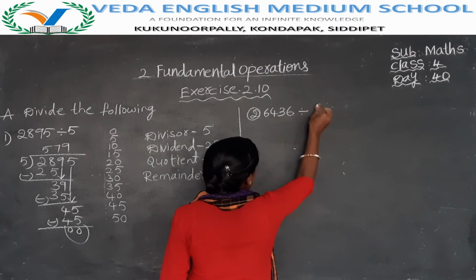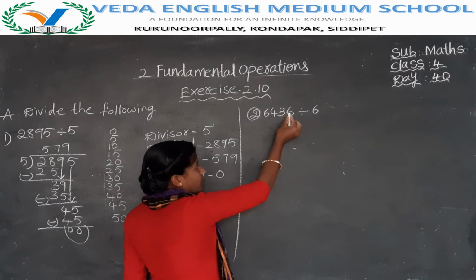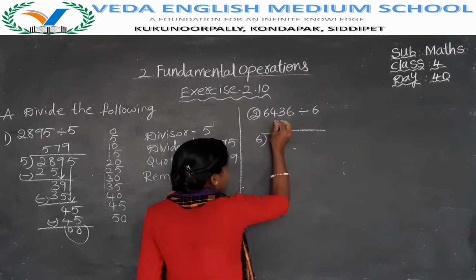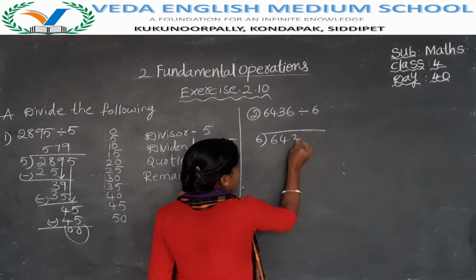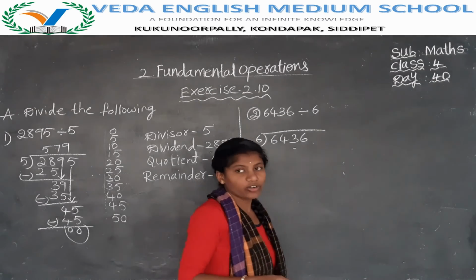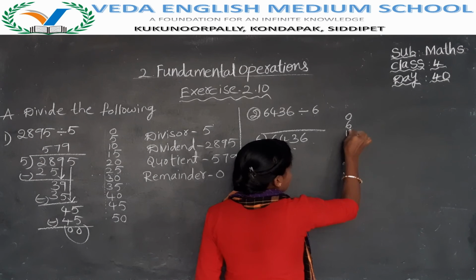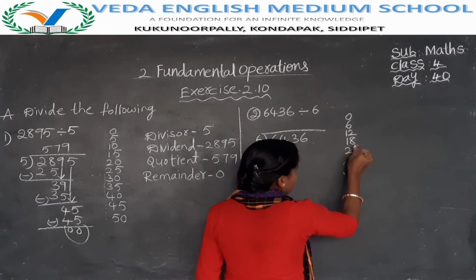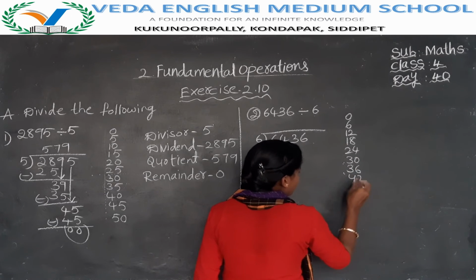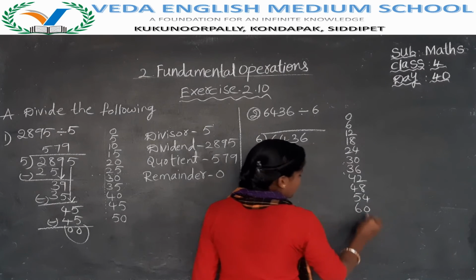Now the divisor is 6, dividend is 6436. Now we have to find the solution. 6 divided by 6436. Here we need to write the 6 table. We have to start the table from 0 onwards in the division. So 6 zeros are 0, 6 ones are 6, 6 twos are 12, 6 threes are 18, 6 fours are 24, 6 fives are 30, 6 sixes are 36, 6 sevens are 42, 6 eights are 48, 6 nines are 54, 6 tens are 60.